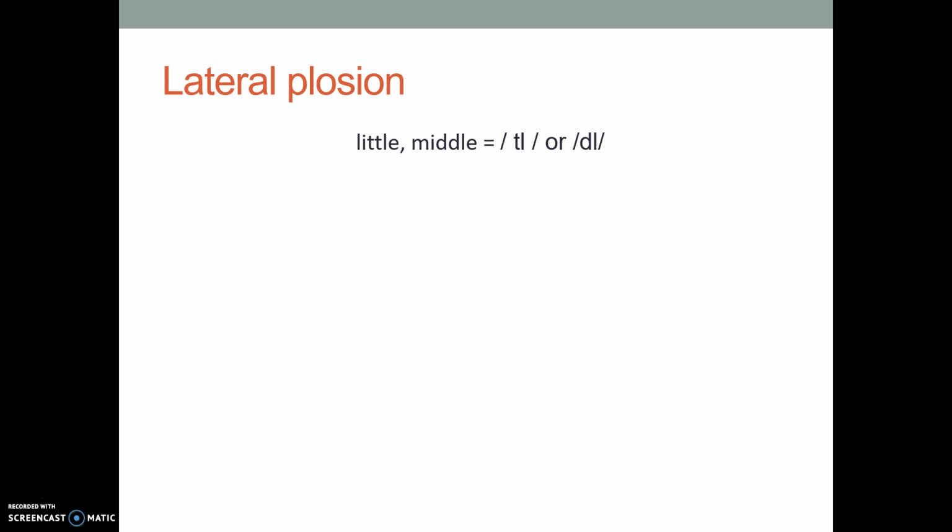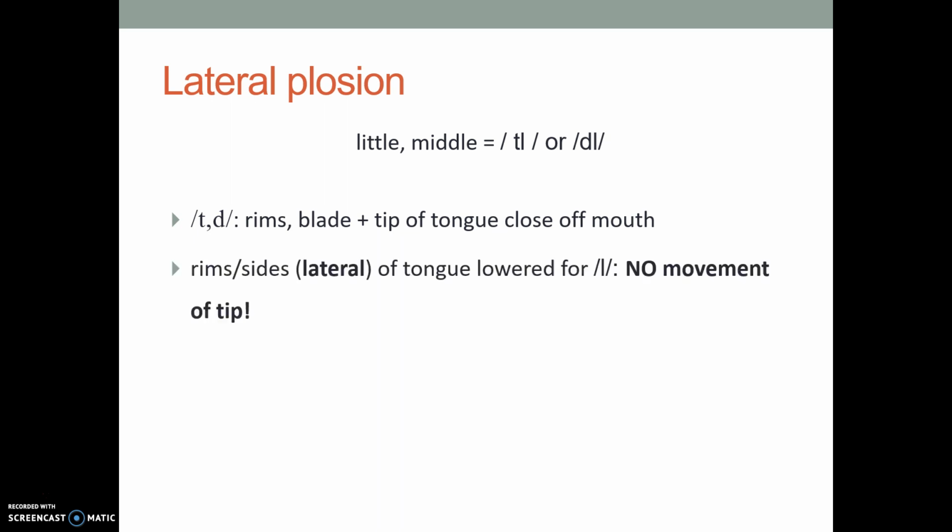Now, in words like little and middle, the tl and dl have a special way of releasing the sound. Let's have a look. The t and the d, if you produce this ending, this syllable at the end of the word little or middle, the rims and the blade and the tip of the tongue close off the mouth, and then the rims, the sides of the tongue are lowered. It's called lateral, so moving out on the sides to produce the l sound. The tip of the tongue does not move, and that means the air can only escape on the sides of the tongue. And the plosives t, d are released as an l, so in a voiced way as well, without a schwa. So this is called schwa elision in this case.